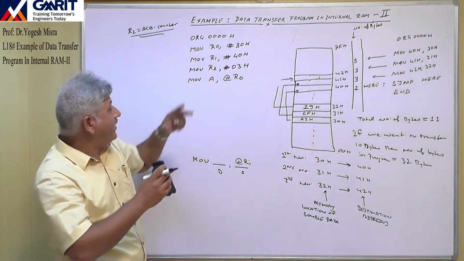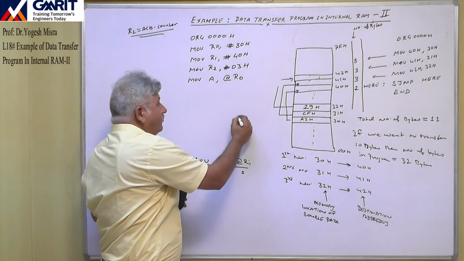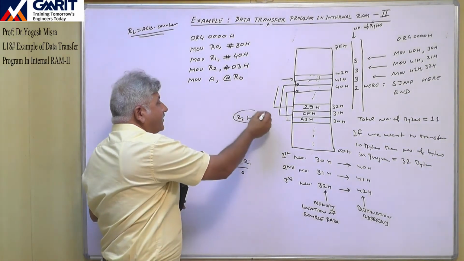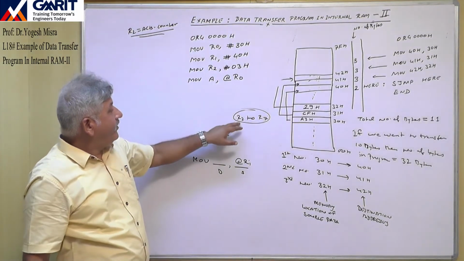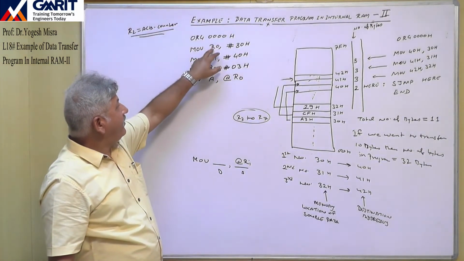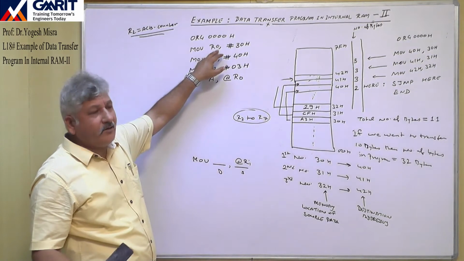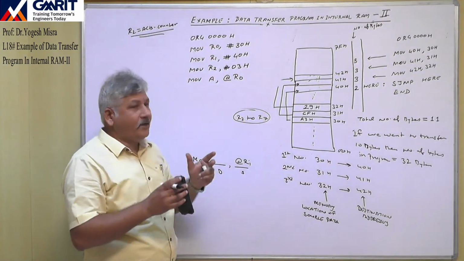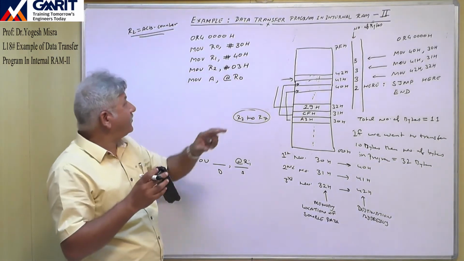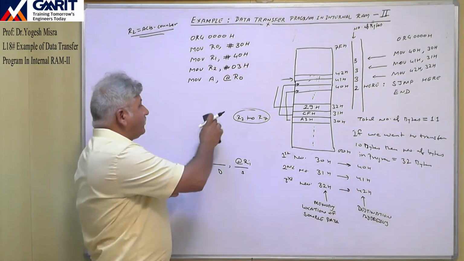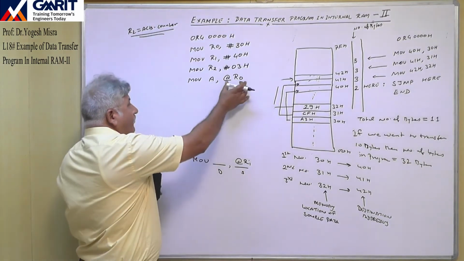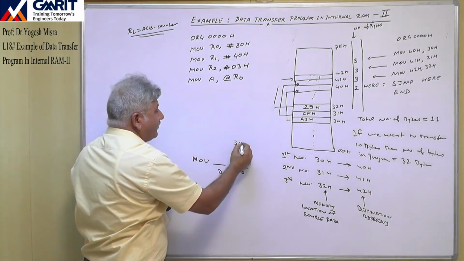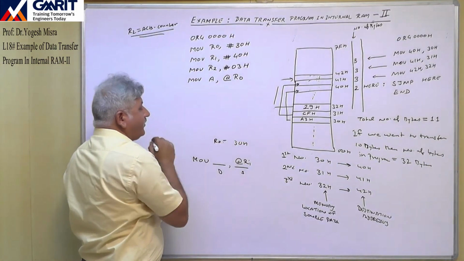Here I cannot use R2 to R7. Any of these registers I cannot use. That's why we can use here R0 or R1. Only 2 options are there. So I have used R0 here to store the address of our first byte. So now with this what will happen? In R0 we are having 30H.